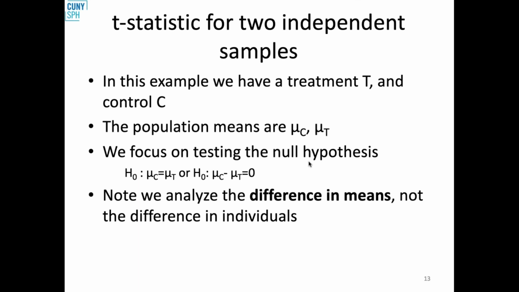Or you could call the null hypothesis the difference between the two of them, the control and the treatment group, is zero. The average difference in means is equal to zero. Both of these are a way you could phrase the null hypothesis. I suggest, to avoid confusion, that you stick to the first way. It's a little bit easier to interpret. So we're going to look for the difference in the means, not the differences in the individuals.